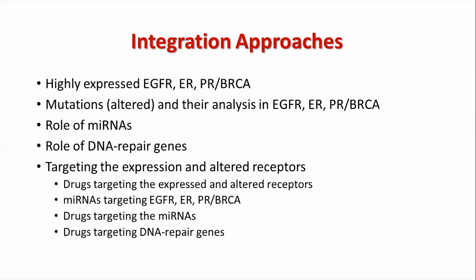So again, at these three levels, we try to target with different types of drugs, which in the succeeding slides you are going to understand. The drugs target the expressed as well as the altered receptors of the biomarkers. Altered means the mutated ones. Then we have developed an understanding of the microRNAs targeting the different biomarkers and their regulation. Once we have this understanding, we thought of developing the therapeutic strategy by targeting these microRNAs with drugs. And at the fourth level, we try to target even the DNA repair genes with specific drugs.